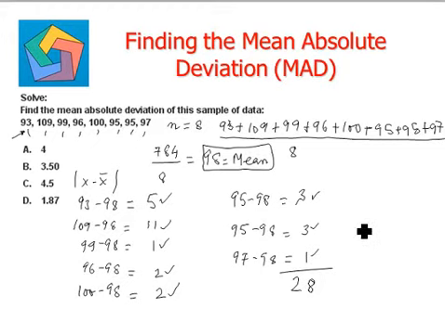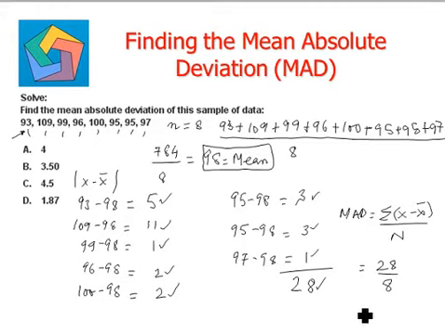Now the mean absolute deviation, that is MAD, equals the summation of absolute x minus x bar divided by n. So the summation of absolute x minus x bar was 28, divided by 8. We get the answer as 3.50. This is our mean absolute deviation of the data set given to us. This can be seen in option B. Let's move on to the next question.